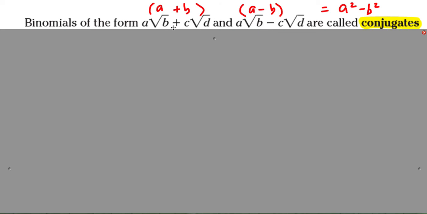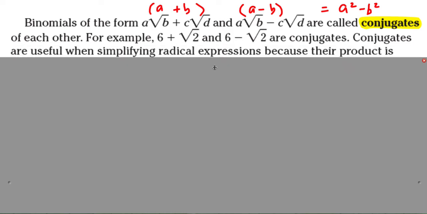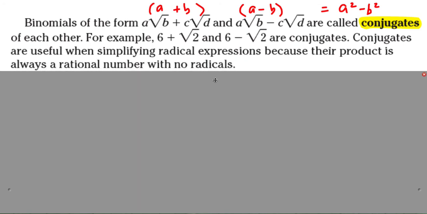So a radical b plus c radical d and a radical b minus c radical d are called conjugates because of our difference of squares. For example, 6 plus radical 2 and 6 minus radical 2 are called conjugates. Okay. Conjugates are useful when simplifying radical expressions because their product is always a rational number with no radicals. That's the reason why we do this, is because once we get the product of the conjugates, okay, it's always a rational number with no radicals.